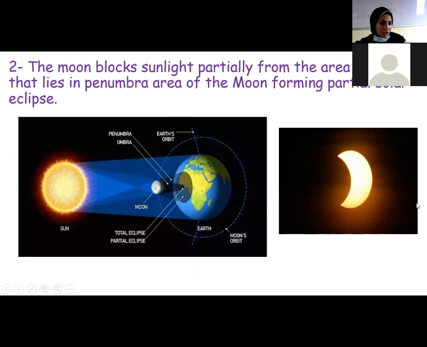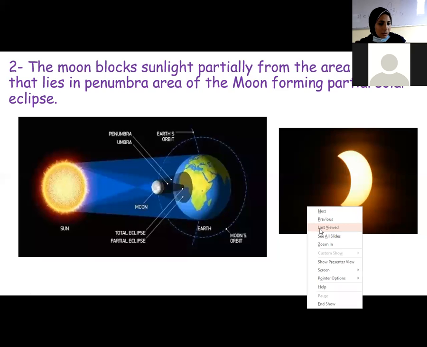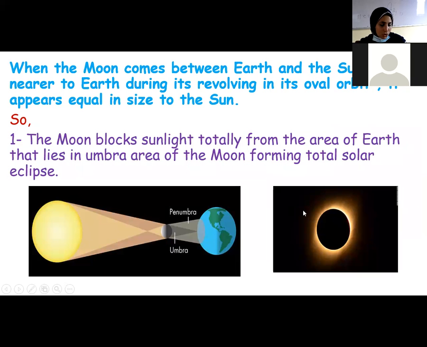The sun appears like this, but in the total solar eclipse, the moon blocks the sunlight totally, so a total solar eclipse happens.